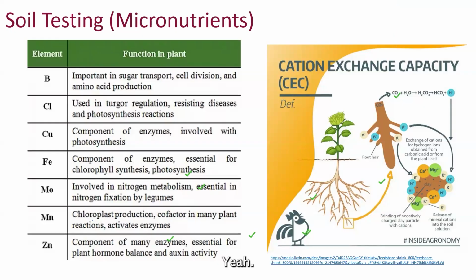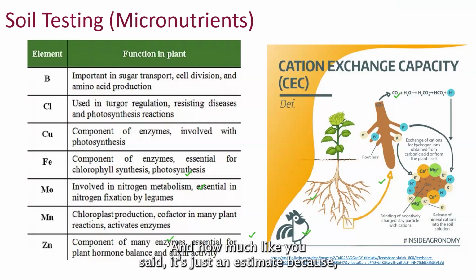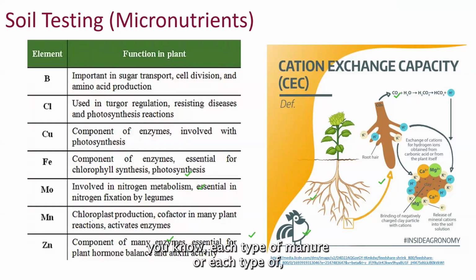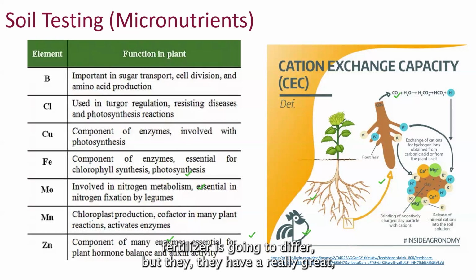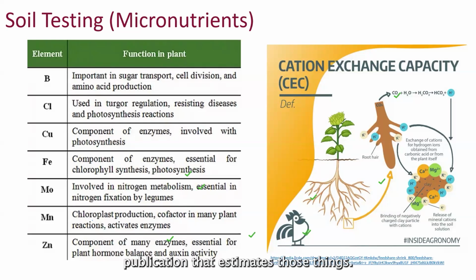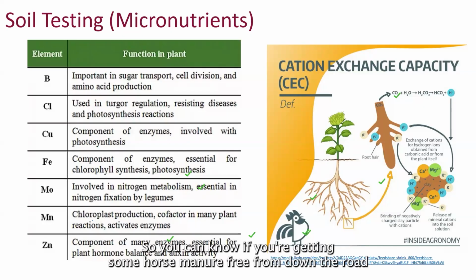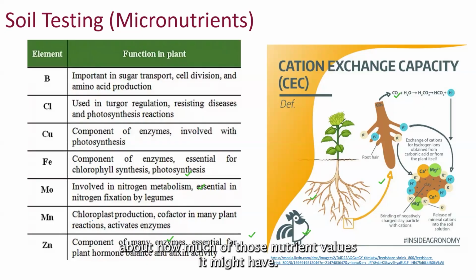Yeah, and Oregon State has a really great guide to natural organic fertilizer sources. Like you said, it's just an estimate, because each type of manure or naturally occurring fertilizer is going to differ, but they have a really great publication that estimates those things. So if you're getting some horse manure free from down the road, you can know about how much of those nutrient values it might have.